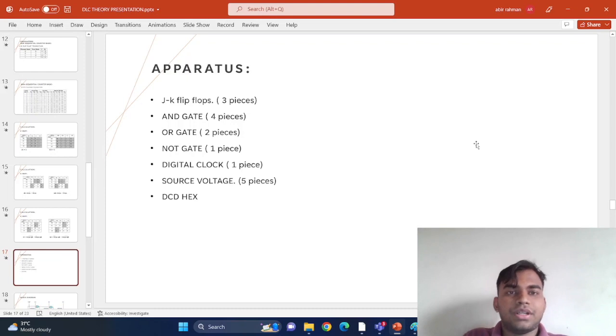Assalamualaikum sir. Now I am going to discuss how we build the block diagram for our circuit and simulate the circuit. In the apparatus, as we are building a 3-bit counter, we need 3 JK flip-flops. For that we can use the IC 7473, 2 pieces, and we need 4 AND gates, 2 OR gates, 1 NOT gate, 1 digital clock for the pulse, 1 source voltage, and the DCD hex for displaying the numbers.